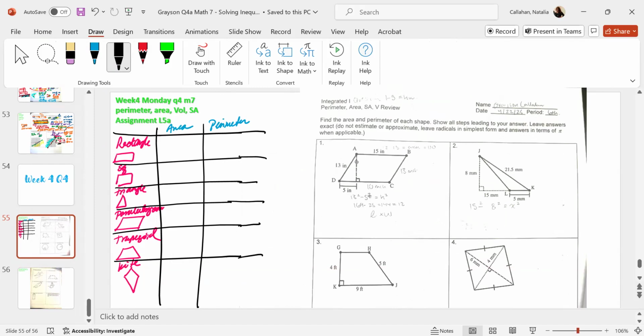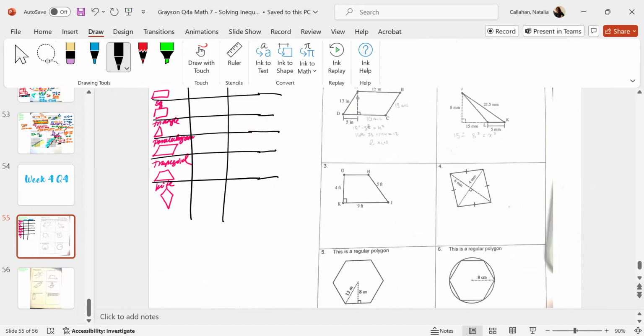She didn't tell you what you got on the test yet? No. Okay, so you asked about quadrilaterals.